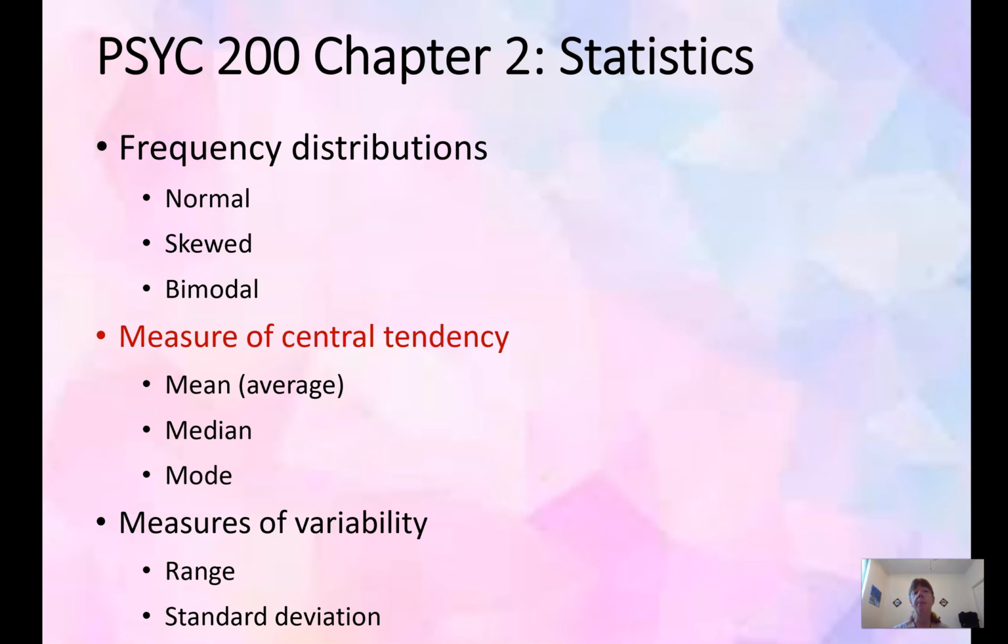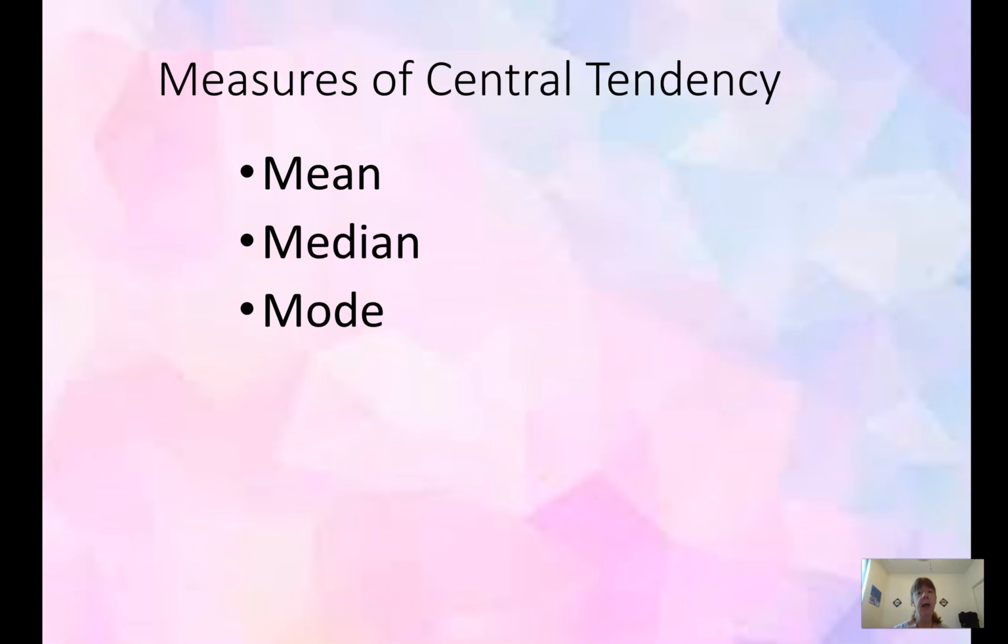So now I'm going to talk about measures of central tendency. Central tendency is a measure that tells you where most of your observations are. And there are 3 common measures of central tendency: the mean, the median, and the mode. By far the most commonly calculated one is the mean. You're probably already familiar with it.